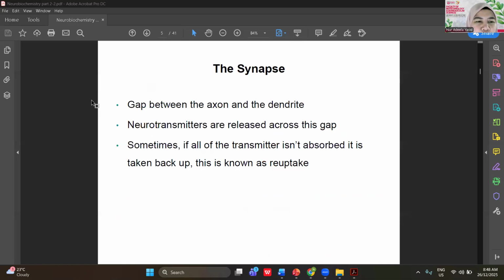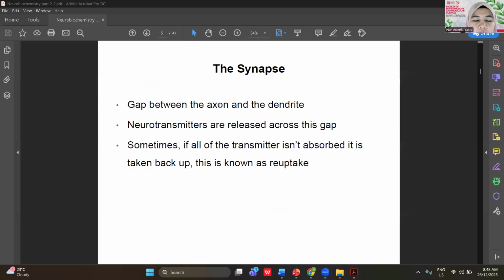Okay, now let's go to the synapse. What is a synapse? A synapse is the junction between two neurons or between a neuron and also the target cell. So it is composed of presynaptic terminal, synaptic cleft, and also postsynaptic membrane. So what is the function of the synapse? One is for the neurotransmitter release.